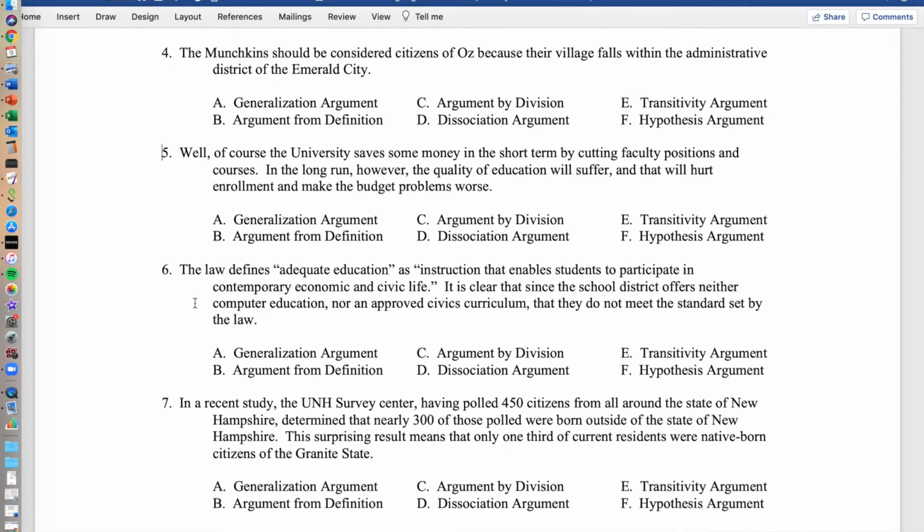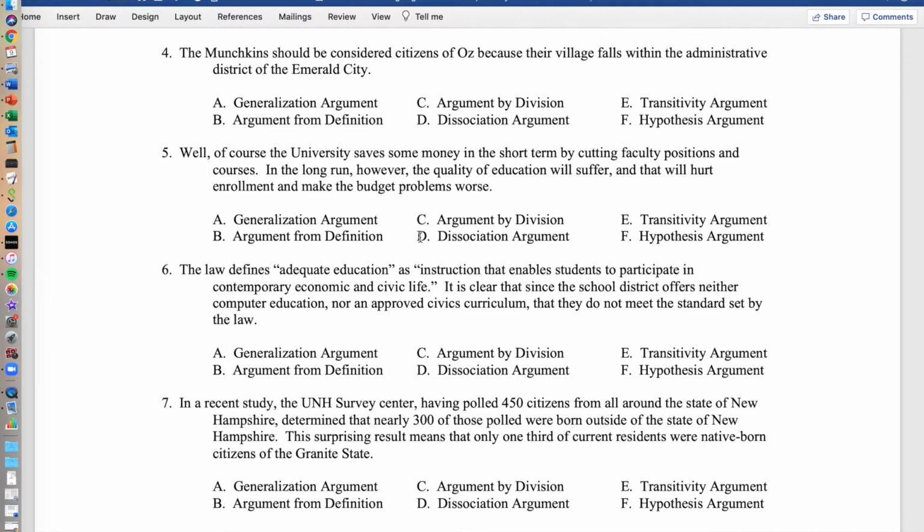We're thinking about different perspectives from which to consider the action of cutting faculty positions and courses. And sure, it saves money in the short term, and some people like to make decisions based on short-term calculations. But in this instance, the arguer says the long-term perspective is the more important perspective. In the long run, the quality of education will suffer. That will hurt enrollment and make the budget problems worse.